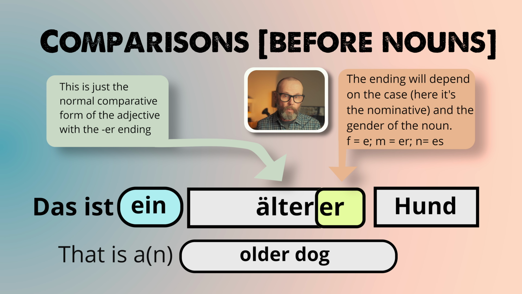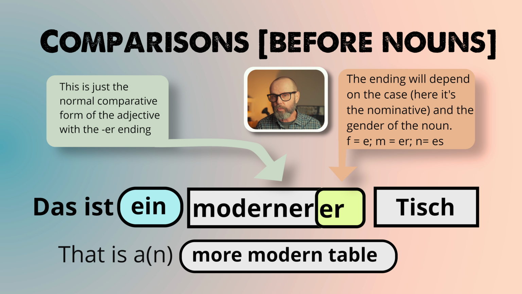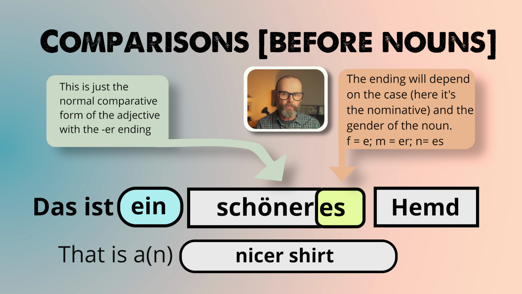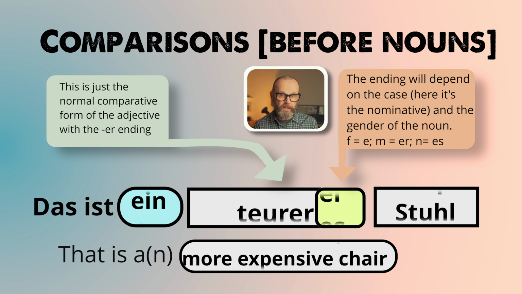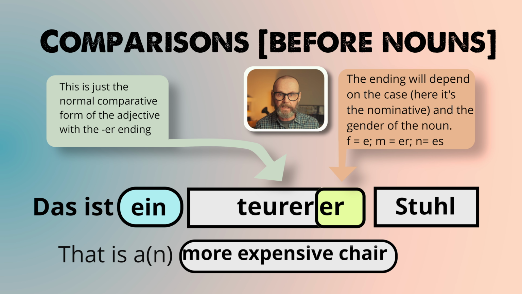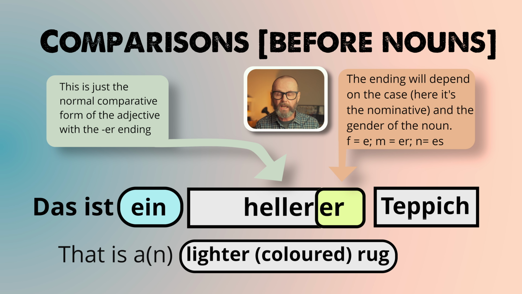In each case, we'll use the comparative form that we already know, and then as you can see in these examples, all we do is add on the usual ending that reflects both case, in this case nominative, and the gender of the noun that we're referring to. So since we're using the indefinite articles here, it will be an E on the end if it's feminine, an ES if it's neuter, and the usual ER to signify that the noun is masculine.